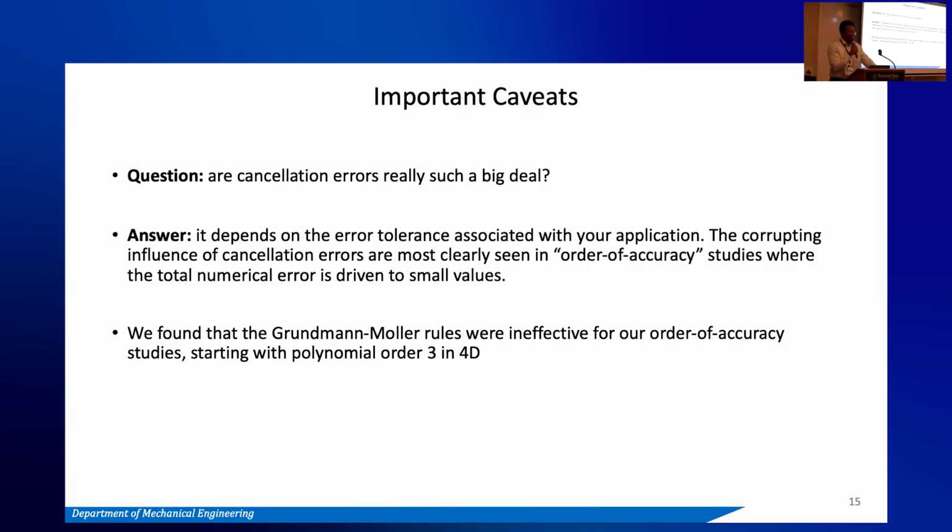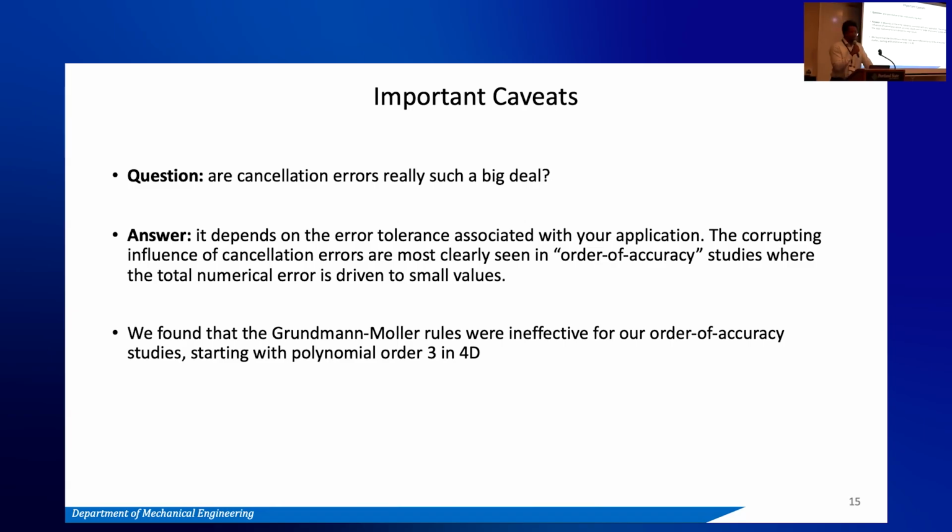So the corrupting influence of cancellation errors is most clearly seen when you're trying to do order of accuracy studies, where your total numerical error is driven to relatively small values. So if you have a very small error tolerance, then this is going to be very important for you. And if you have a very large error tolerance, then you're safe. You have other things to worry about.